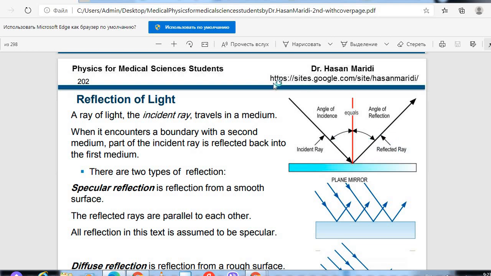And so you have the incident ray, you have the reflected ray, and you have the angle of incidence and the angle of reflection, and they are equal to each other. The angle of incidence is equal to the angle of reflection. It's one of the basic rules of reflection of light, of simple optics.